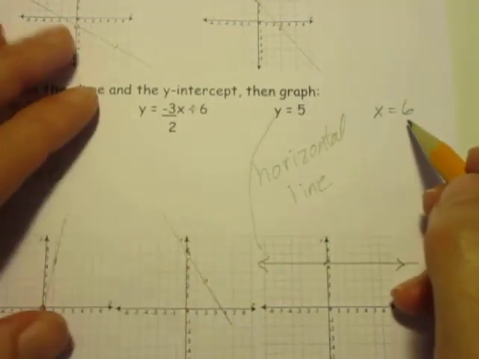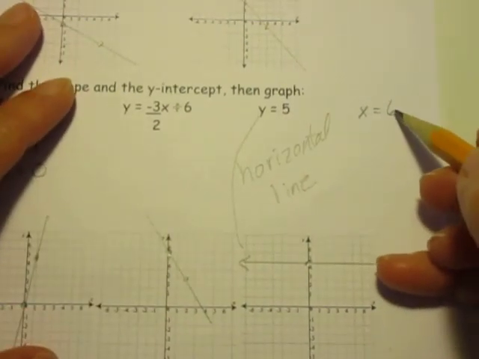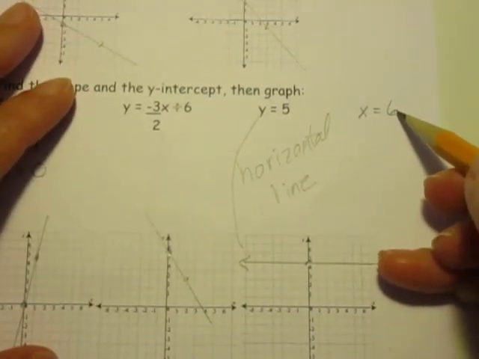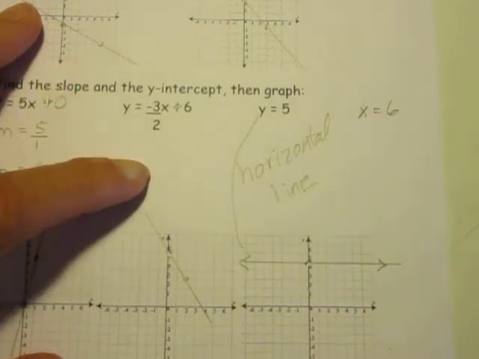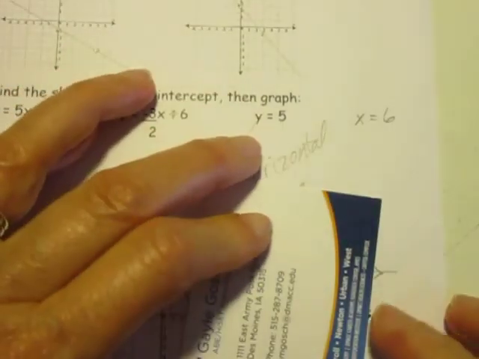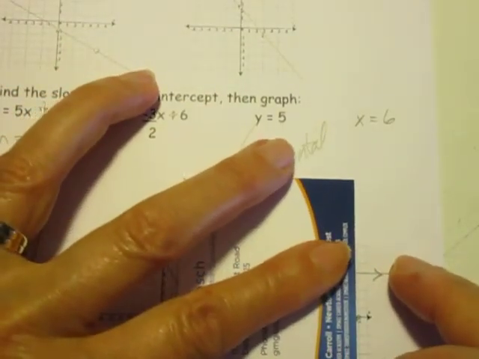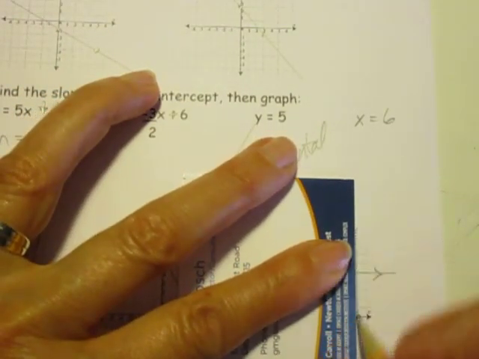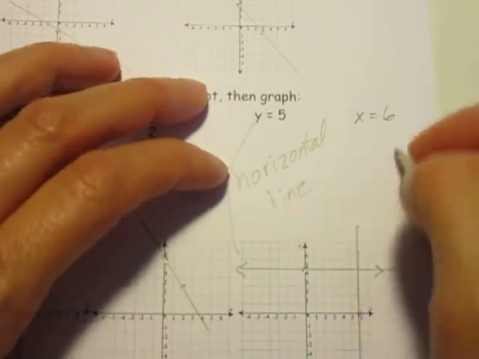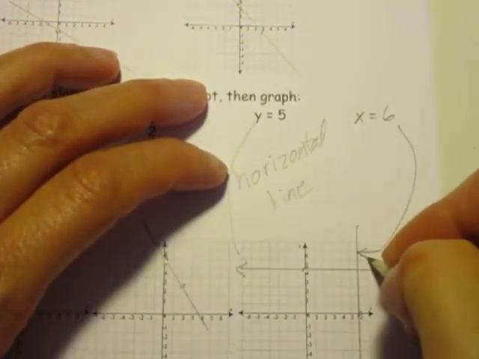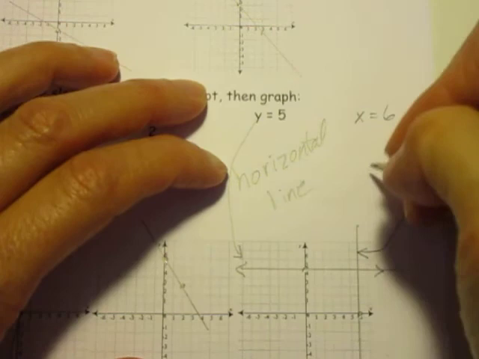And here I have x is equal to 6. So that's just saying that every point has an x coordinate of 6. So it crosses the x-axis at 6. So when I plot that, I can see that I have a vertical line. So this one here is my vertical line.